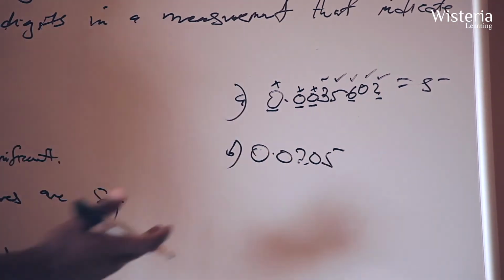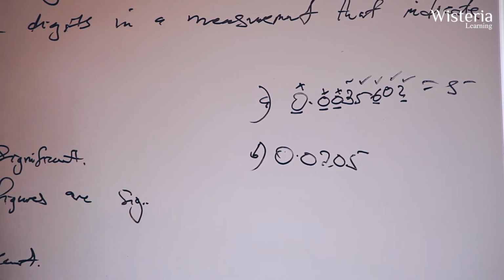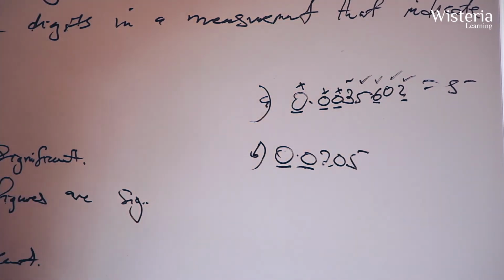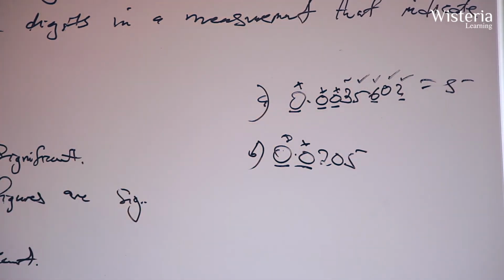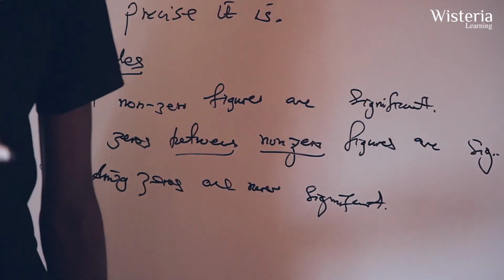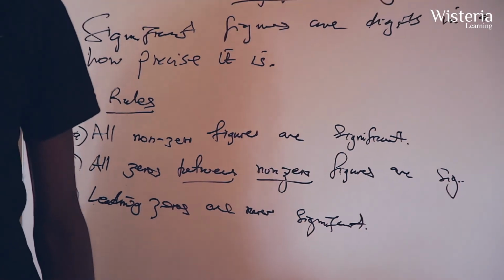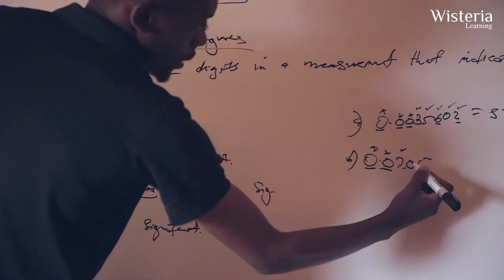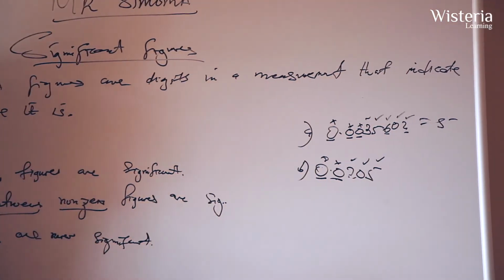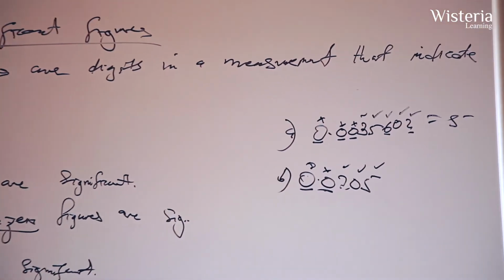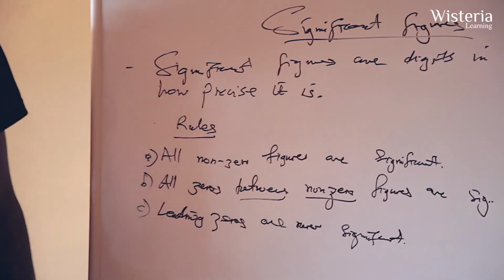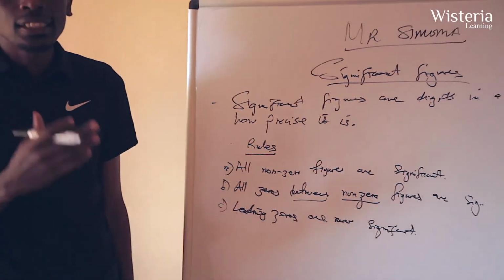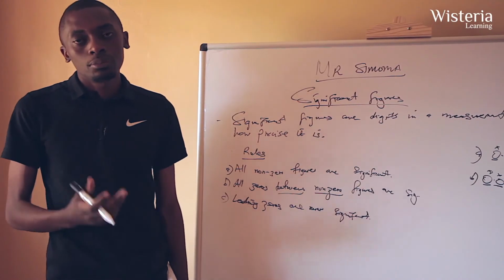Now if you look at this example, it says 0.0205. In that number we have 2 zeros and they are leading in that number. Therefore, because of rule C, those 2 zeros are not important. But we have the 2, the 0 and the 5 that are important because of rule A and B. So that is how we can conclude on this rule. If there are zeros that are leading in a measurement, they are not important.